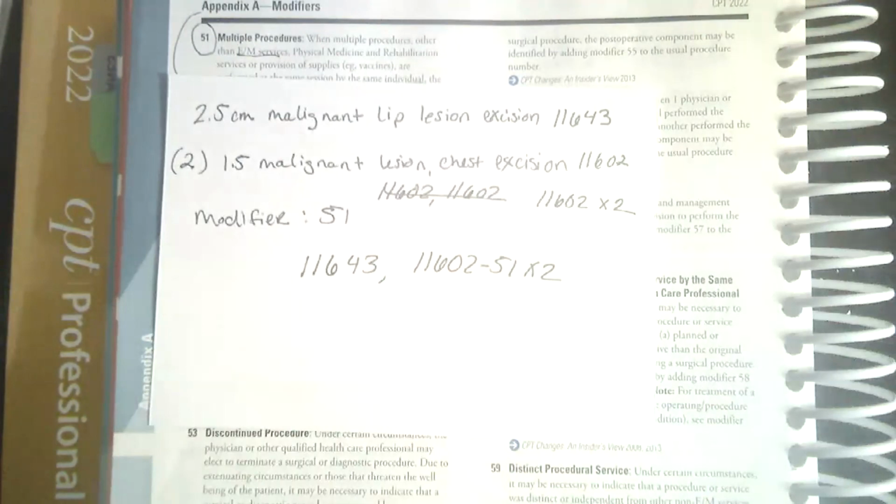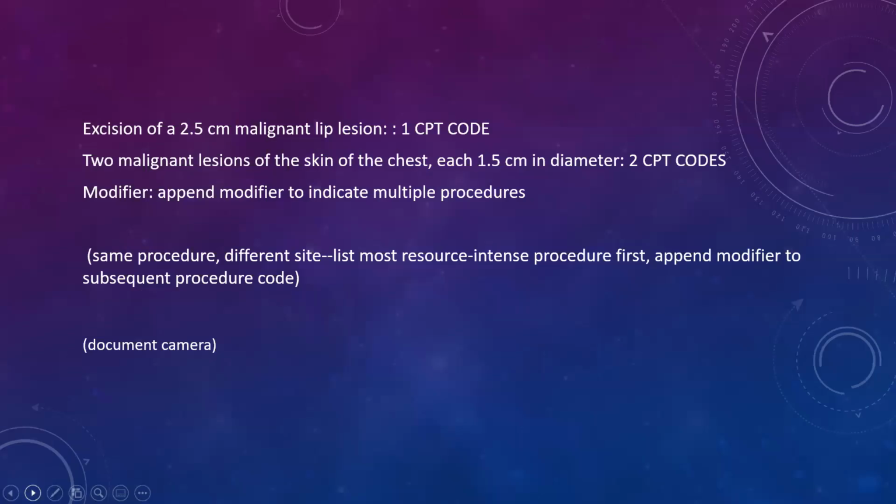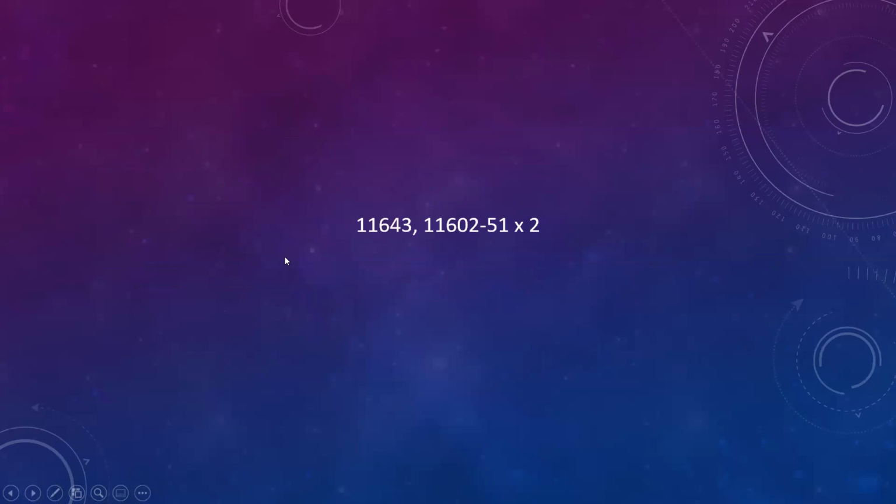So let's go back and check our PowerPoint and make sure I did that all correctly. 11643, 11602, 51, X2. Okay, so we got it. So if that doesn't make any sense to you, that's okay. Go ahead and post something in the discussion. Let me know which part you found most confusing, and we can definitely talk more about that.